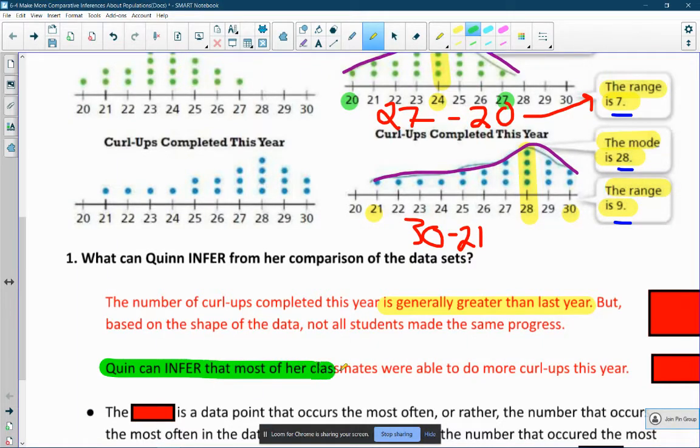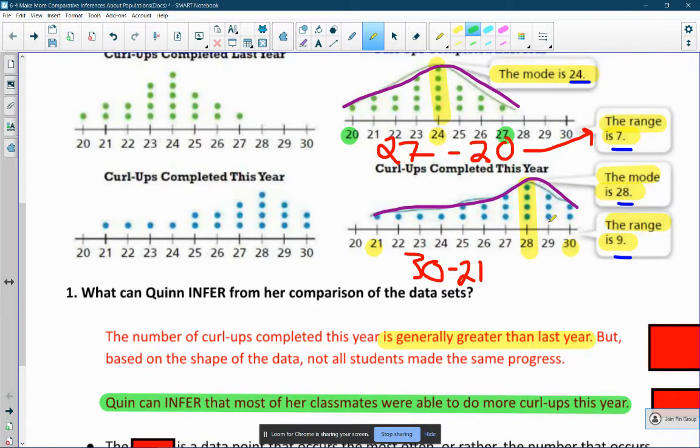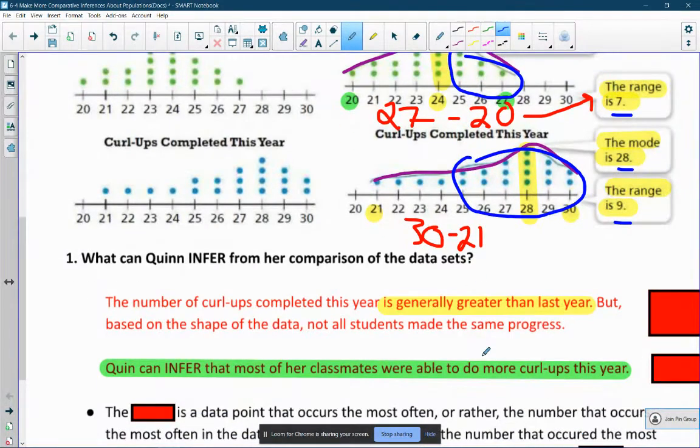that most of her classmates were able to do more curl-ups, because most of the numbers are greater than most of these, right? If I just look at this set right here, I'm going to circle these using, let's use a blue circle. I got a lot from 25 to 30. When I look here, I only have these numbers from 25 to 30. Look how many more data points are here than there. So most students made progress.